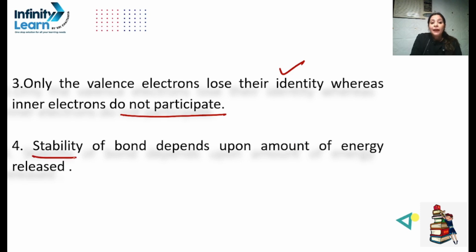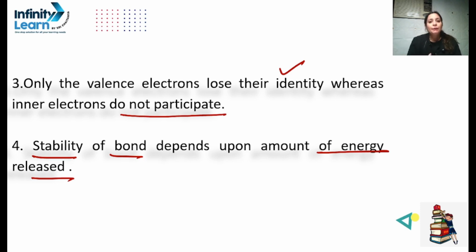Also, very important to note that the stability of a bond depends upon the amount of energy released. This we have already discussed in one of the videos: when two species approach together to form a bond, what happens? They are approaching, right? They stop at a certain particular distance where the bond formed between them is quite stable. And how do we come to know that the bond formed is stable or unstable? See, a state of minimum energy always imparts stability, right?